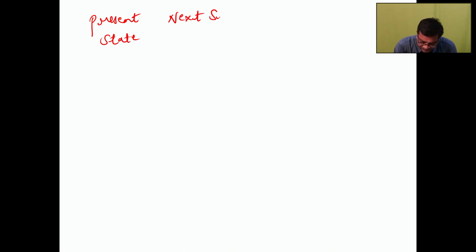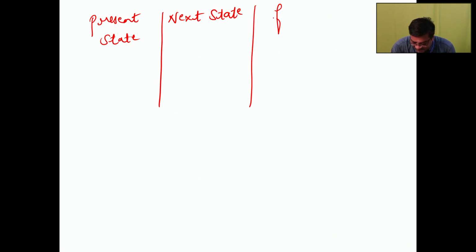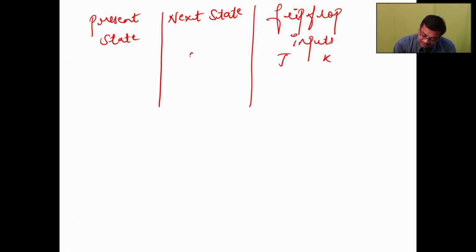While counting the bits, the excitation table has to be thoroughly known. Take an example: the present state, the next state, as well as the flip-flop inputs. The flip-flop inputs will be there. Suppose we are taking JK as the flip-flop input, with QN plus 1 and QN.